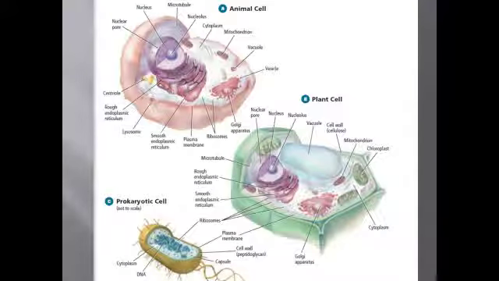So, here essentially is a picture of the cell. There's three of them here: an animal, a plant, and a prokaryotic cell. The prokaryote being a bacteria. Now, this picture right here shows you the location of all the various organelles and where they're located at.